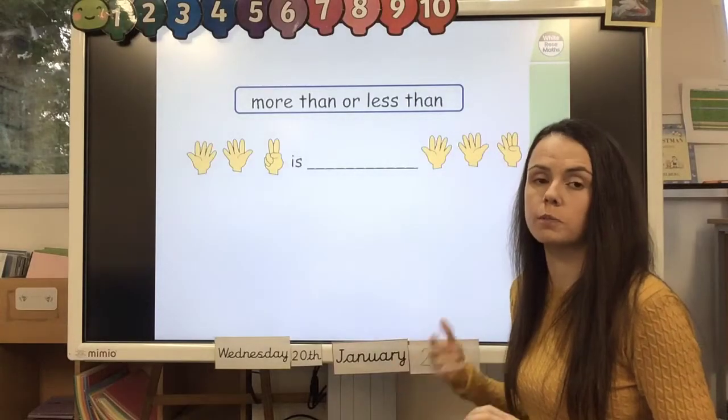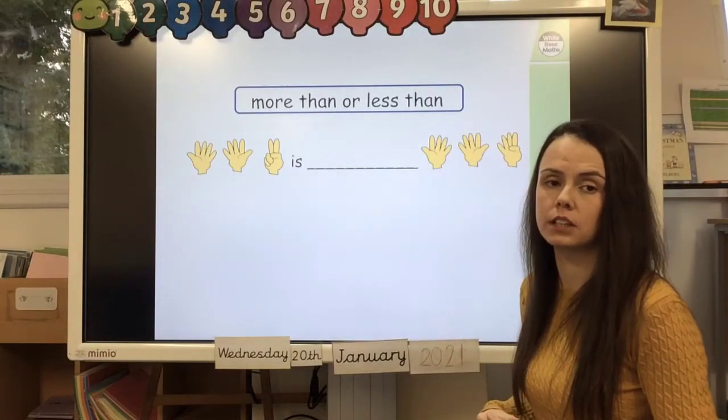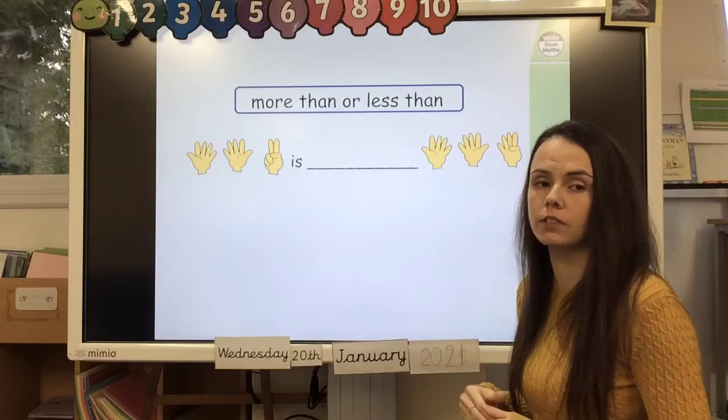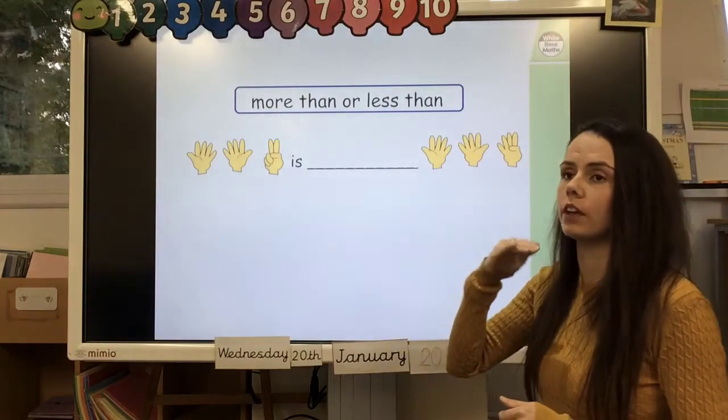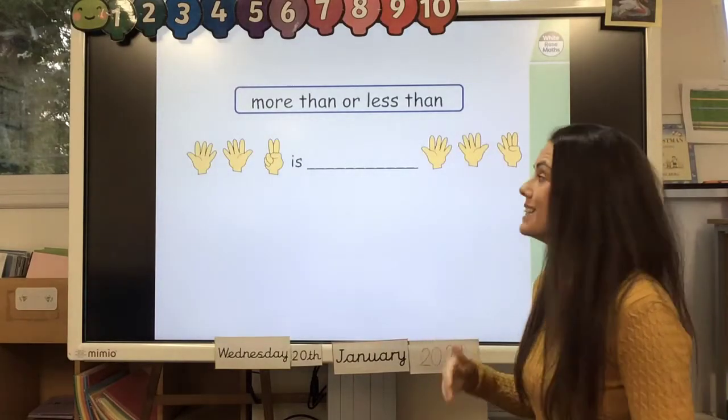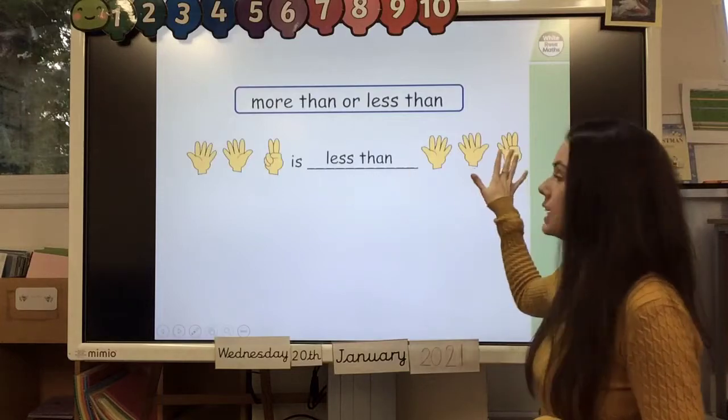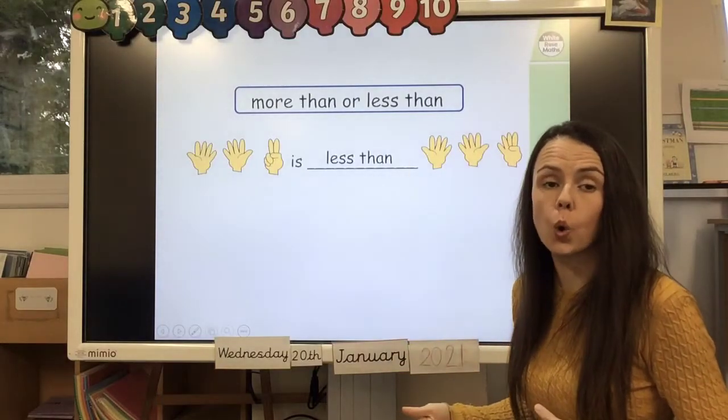Is 12 more or less than 14? 12 is 10, 11, 12, 13. 12 is less than 14 because 14 is more.